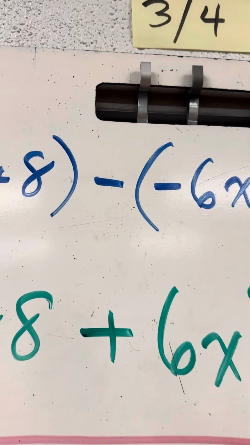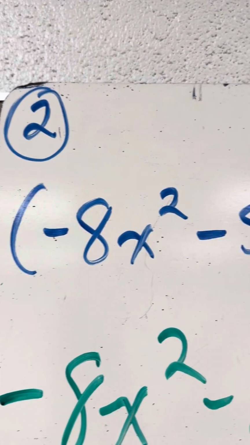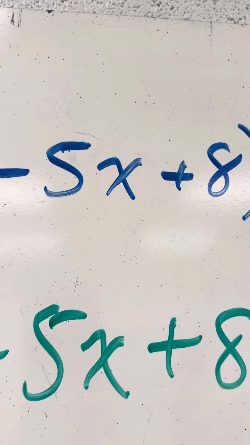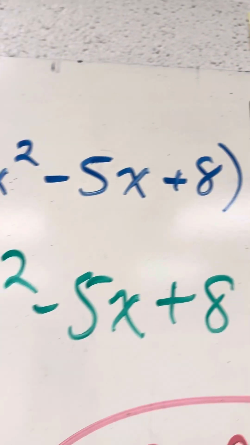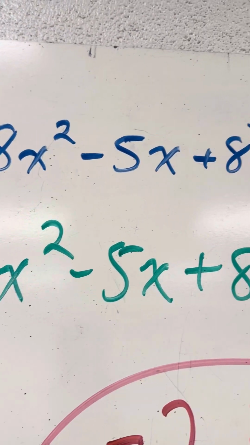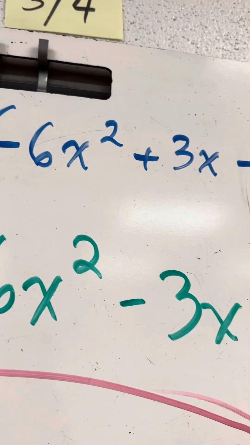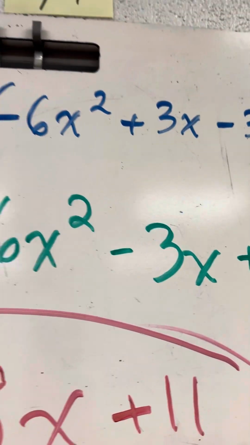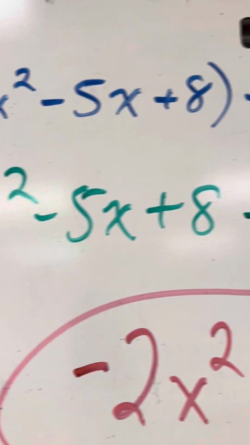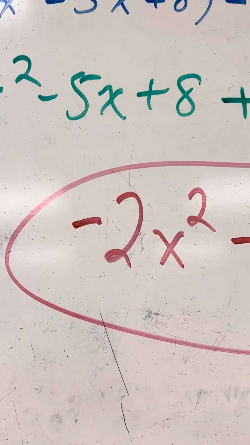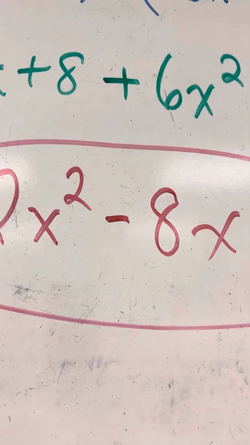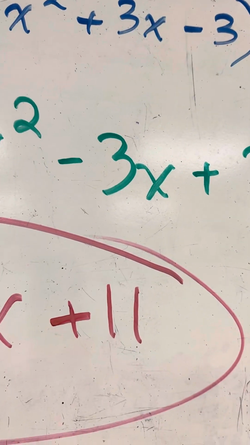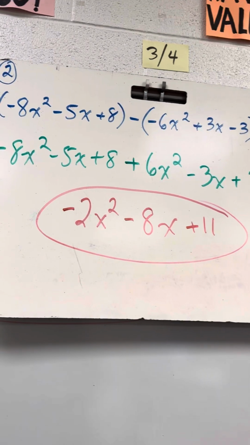Okay? This minus will not change these signs here. These signs would only change if there was a negative out here, but there isn't. Okay? This negative changes all these signs. So I've got negative 8x squared minus 5x plus 8 plus 6x squared minus 3x plus 3. Negative 8x squared plus 6x squared gives me negative 2x squared. Negative 5x and negative 3x makes negative 8x. 8 plus 3 makes 11, and there you go.